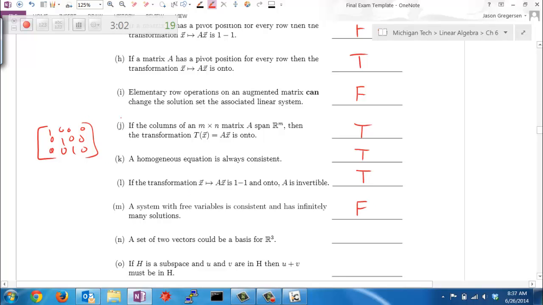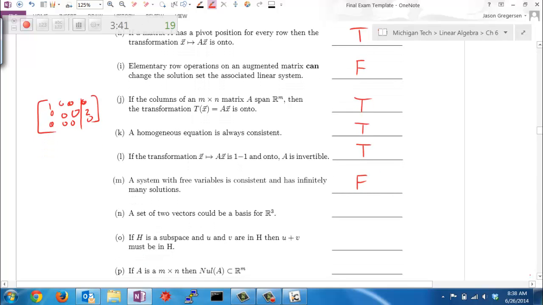So let's call this my augmented system. I look at that and say, sure, I see free variables. I see two free variables, but it's inconsistent, so there are no solutions. So I could tweak that and say, a system that has free variables and is consistent, does it have infinitely many solutions? Yes, then it does. But there I'm saying it's consistent. In general, free variables do not make it consistent.